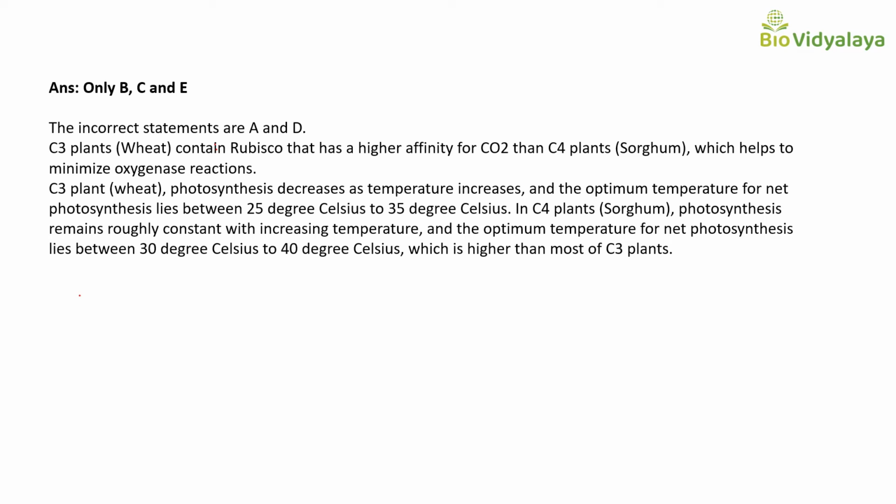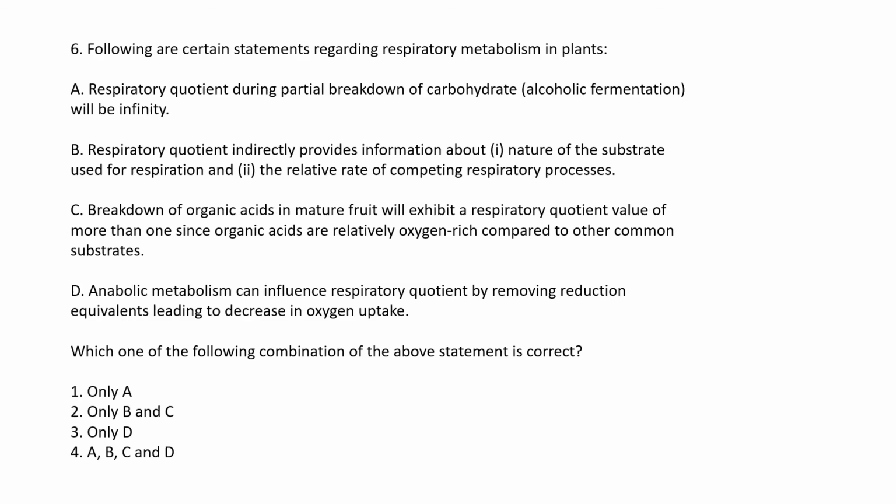C3 plants contain Rubisco that has higher affinity for carbon dioxide than in C4 plants, which helps minimize the oxygenase reaction. C3 plant photosynthesis decreases as temperature increases. The optimum temperature for net photosynthesis lies between 25 degrees Celsius to 35 degrees Celsius. In C4 plants, photosynthesis remains roughly constant with increasing temperature, and the optimum temperature for net photosynthesis lies between 30 degrees Celsius to 40 degrees Celsius, which is higher than most C3 plants. This is also part of the CSIR 4-mark questions.